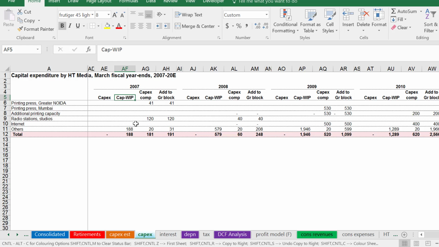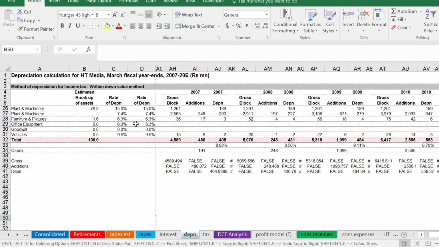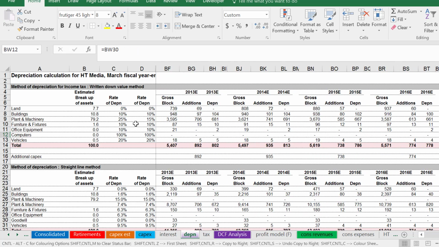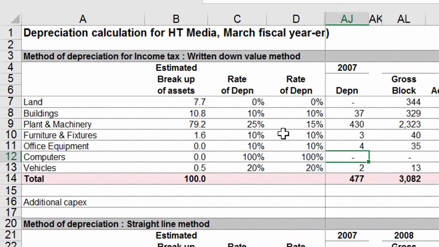How much, what are the additions, what are the balances? Oh no, this is even CapEx. I should look at this depreciation sheet. They put the gross block, the additions, depreciations, and all that, and did it each year. Oh my gosh, what a lot of work!